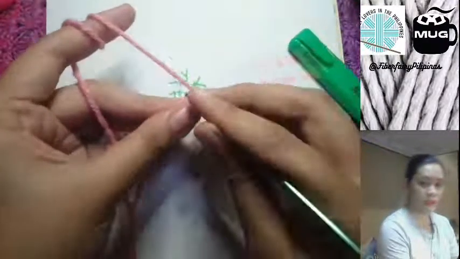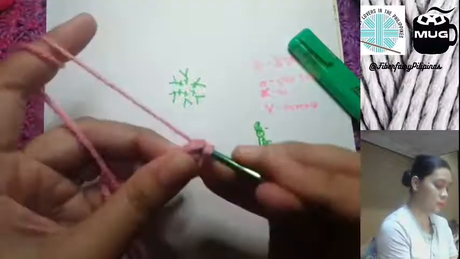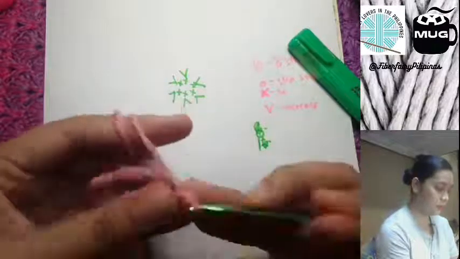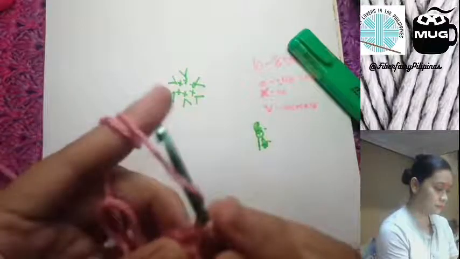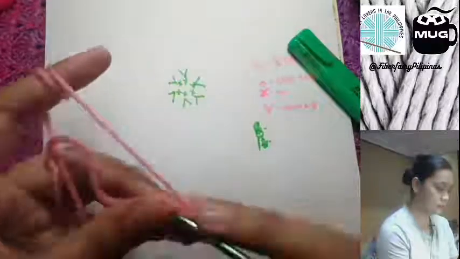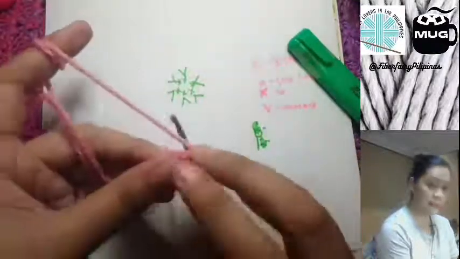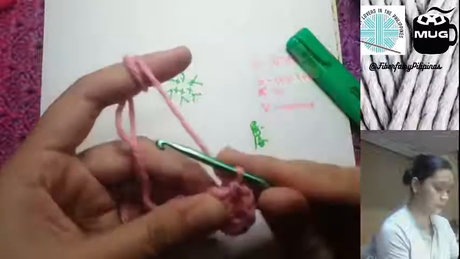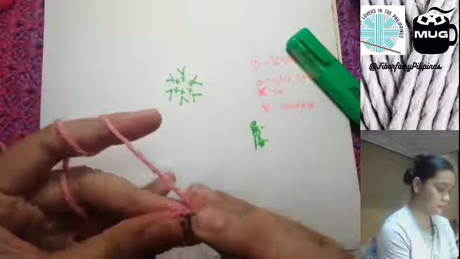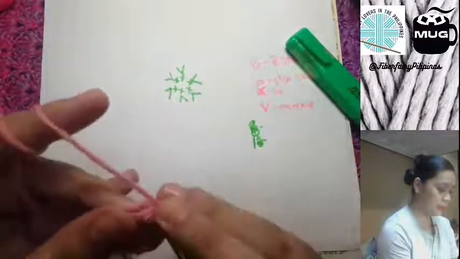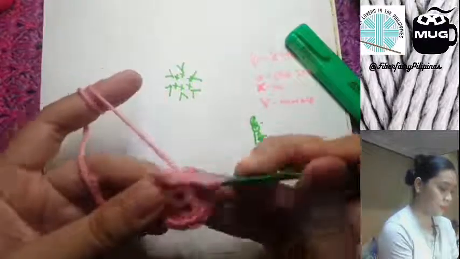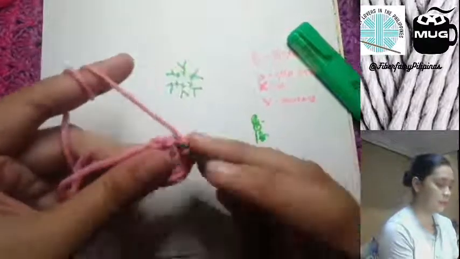Okay, let me just repeat that real quick. So, that's 1 and 2, 3, and 4, 5, and 6, 7, and 8, 9, and 10, 11, 12, 13, 14, 15, 16.